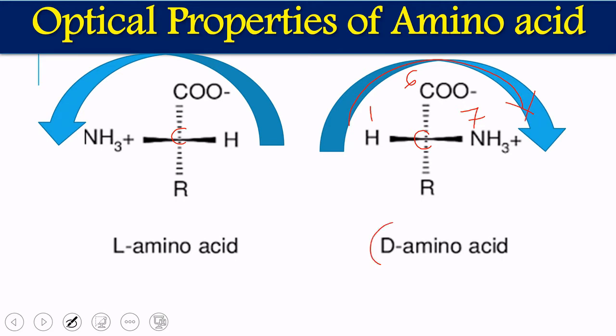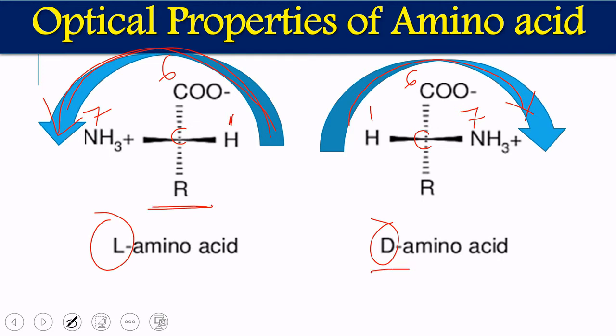So this is the D form of amino acids, meaning the dextro form. Dextro means right-handed. In this case, hydrogen is 1, carbon is 6, nitrogen is 7. So here we are moving from increasing atomic number, 1 to 7, and in this it is a left-handed direction, that is levorotatory. Levo means left-handed direction. So this amino acid is the L amino acid, and this is the D amino acid.